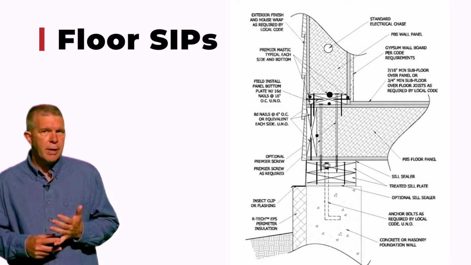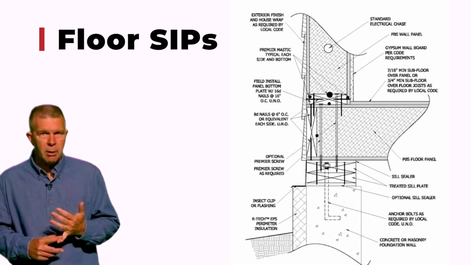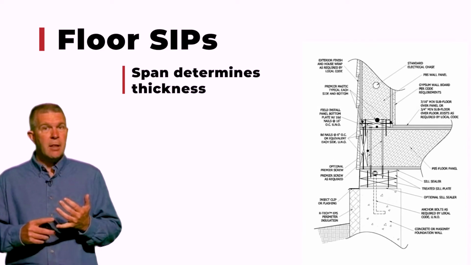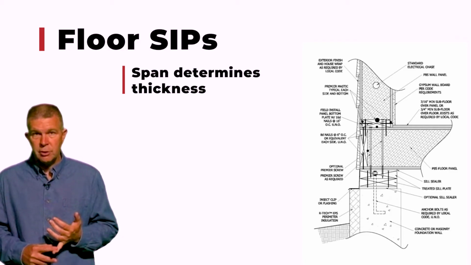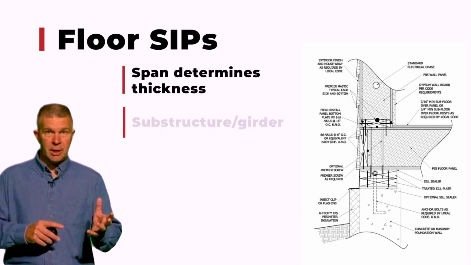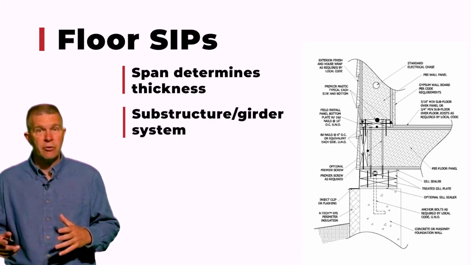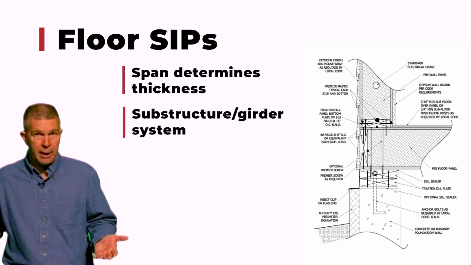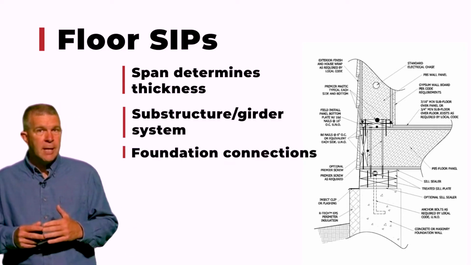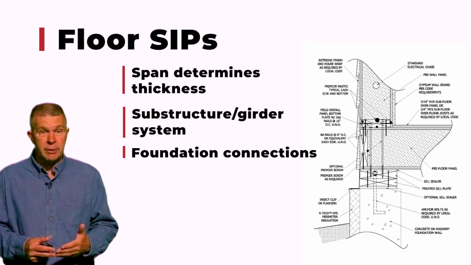What considerations are being looked at when we start talking about floor SIPs? Again, span determines the thickness. The greater the span of the floor system, we have to go with a thicker panel. Then we also need to look at, do we need some type of a substructure or a girder system to shorten that span so that the panel will work just fine? We need to know how we're going to connect those floor systems to the foundation system.